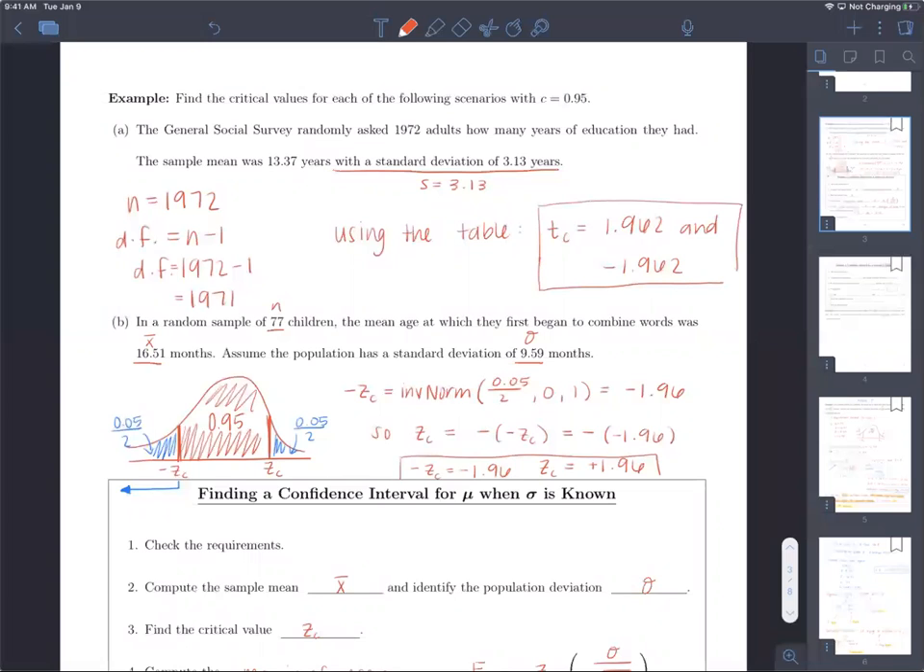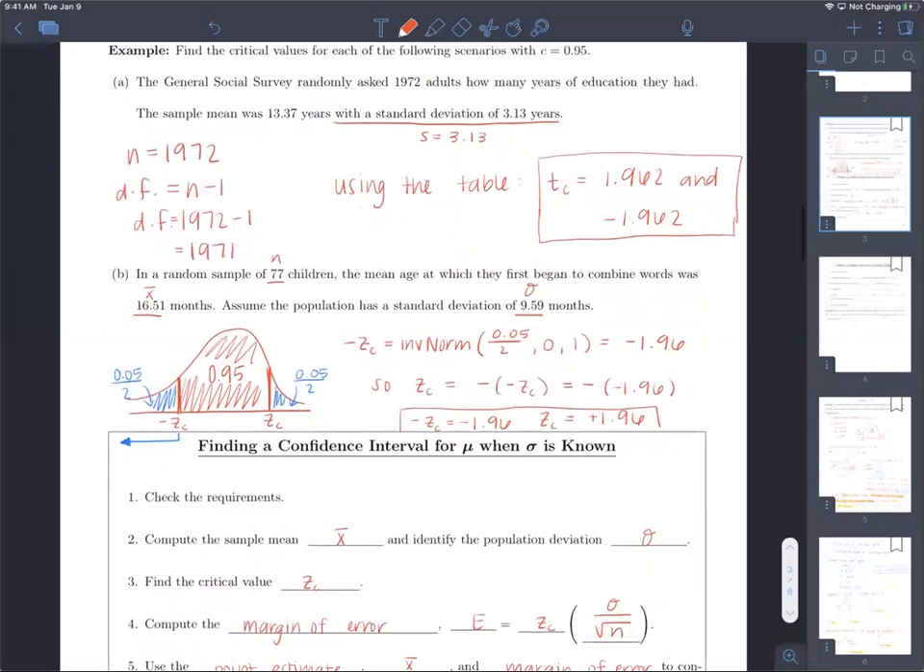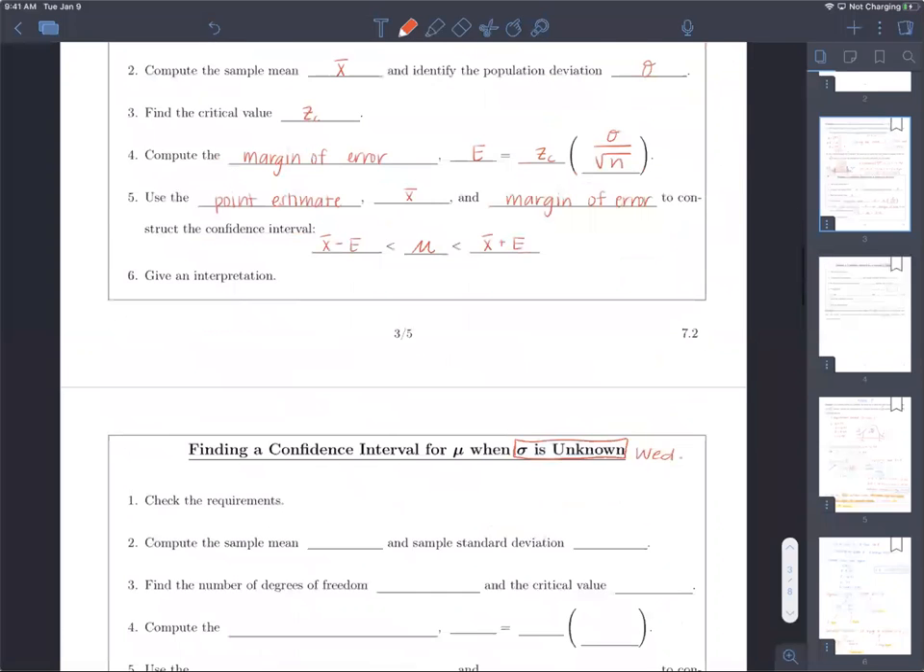So let's go and look at the example for finding a confidence interval when you don't know sigma.